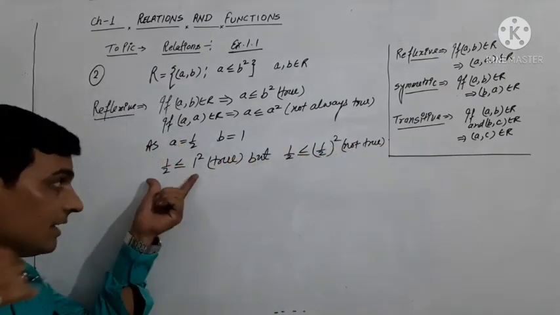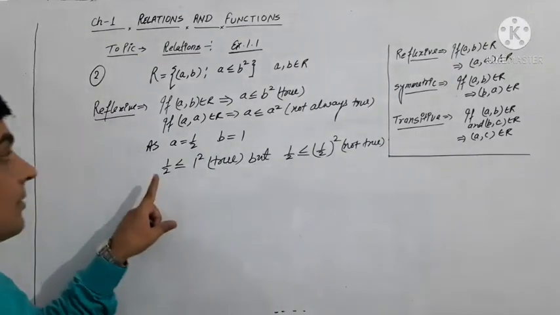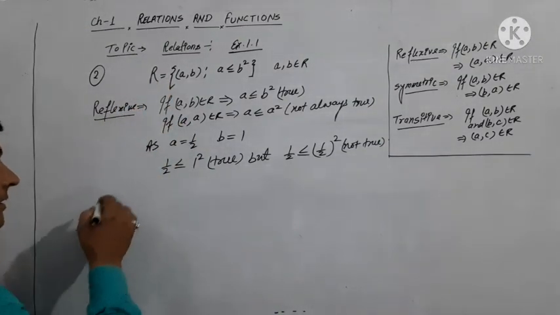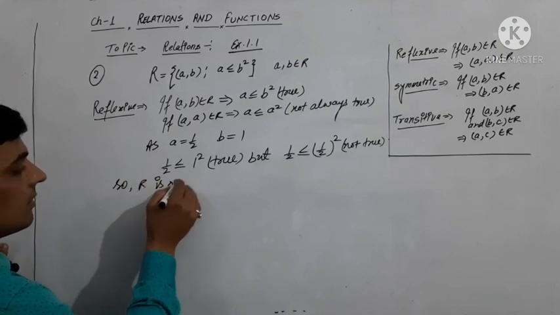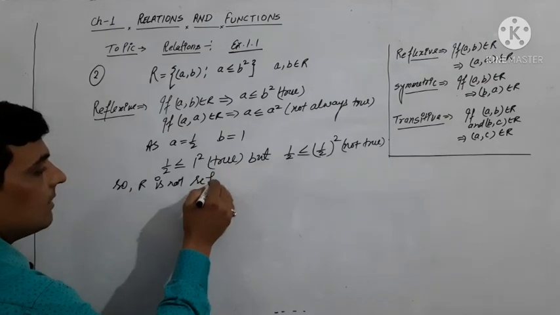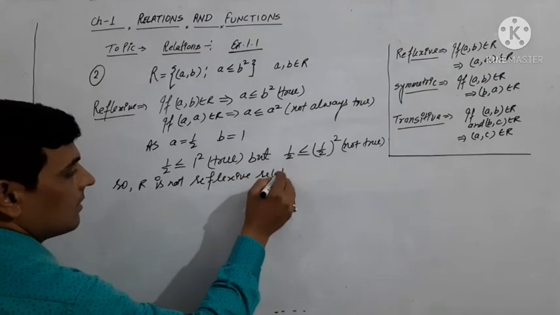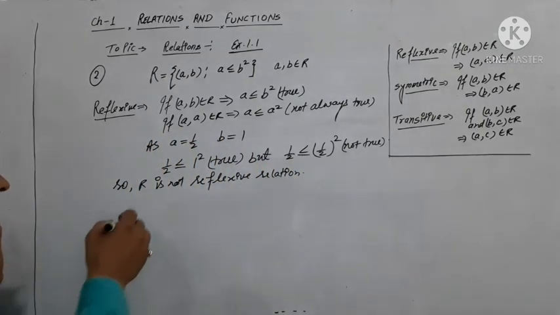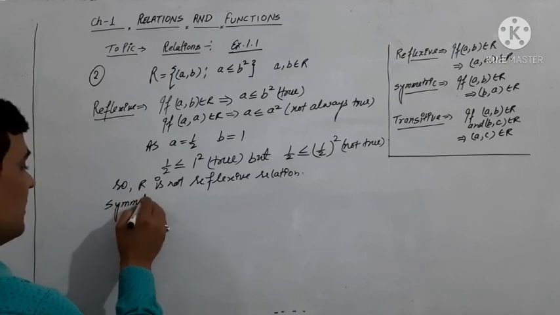Clear? This condition is true, but this condition is not true. So, beta, this relation will not be reflexive. So, R is not a reflexive relation. Is it clear? Now come to the second point, symmetric relation.